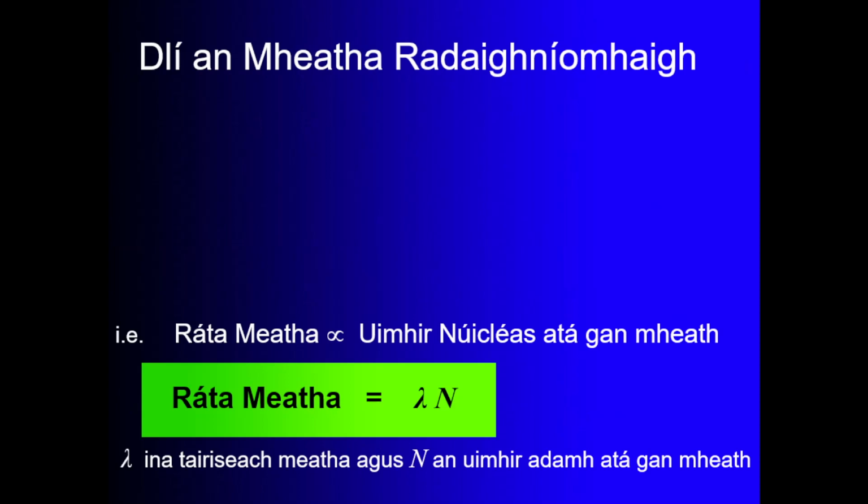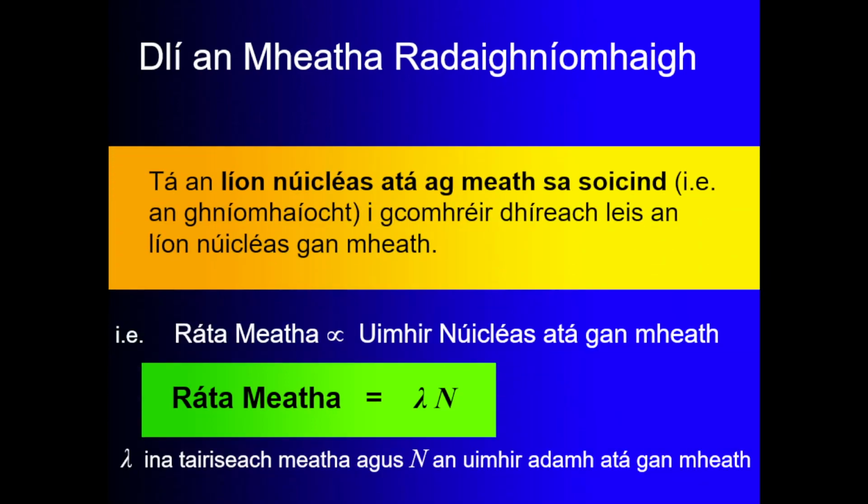Now the law of radioactive decay. The number of nuclei that decay per second, the rate of decay, is directly proportional to the number of nuclei N that have not decayed. The constant of proportionality is lambda.